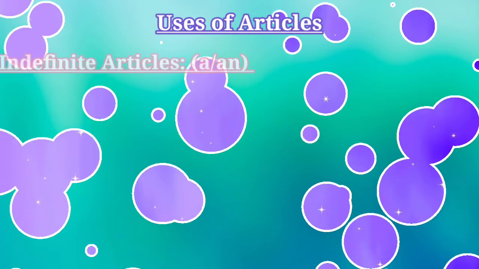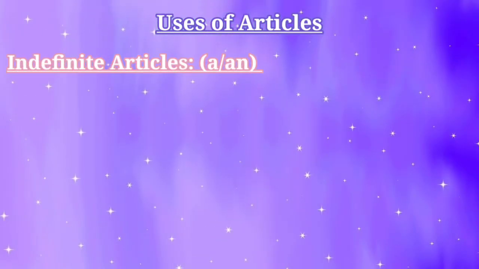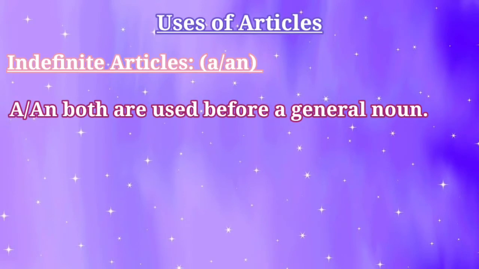At first, let's talk about indefinite article, a or an. We have already learnt in our previous class about a or an, but still I want to revise it. Okay? So, a or an both are used before a general noun. It should be singular and countable. But here is a difference between use of a or an.